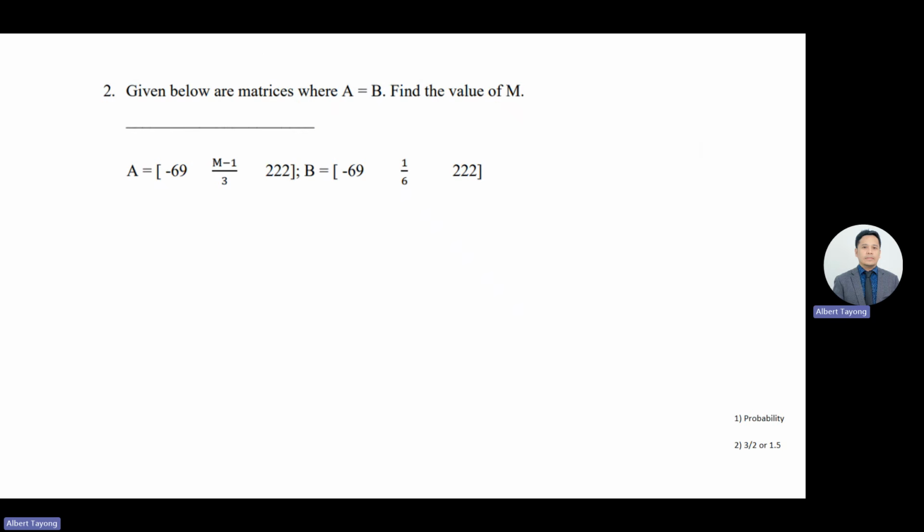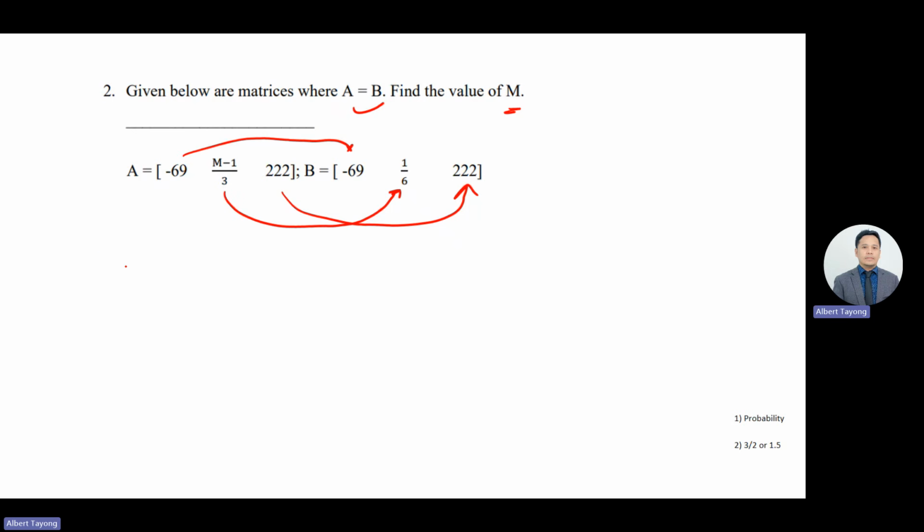Now here, given below are matrices where A is equal to B, and you're asked to find the value of M. So what we're going to do is to equate the elements because A is equal to B. So negative 69 is equal to negative 69. Okay, M minus 1 over 3 is equal to 1 over 6. And 222 is equal to 222.